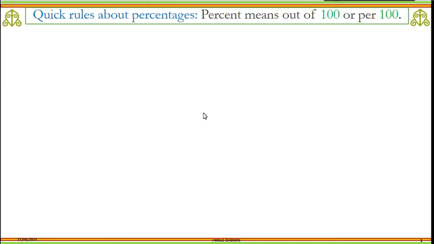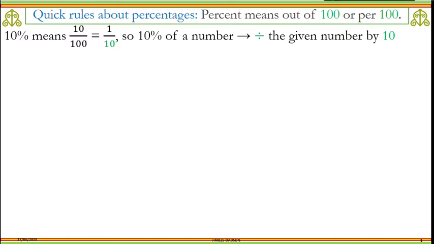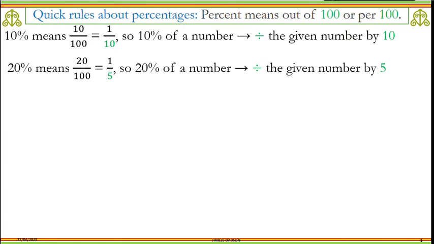So the first fact I would like you to know is, what does 10% mean? 10% means 10 over 100, and when you simplify, you have 1 over 10. So 10% of a number is simply divide a given number by 10. We can also talk about 20% as 20 over 100, and that simplifies as 1 over 5. So 20% of a number easily could be done by dividing a given number by 5. Somebody might want to do 10% and double it. They are all the same.